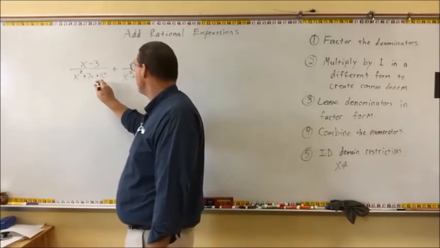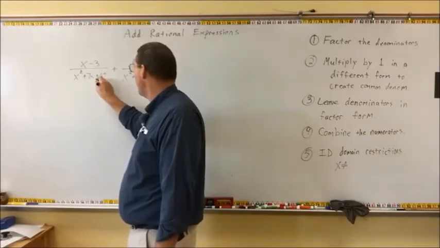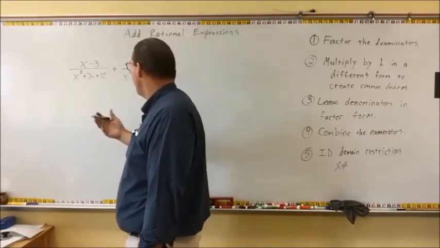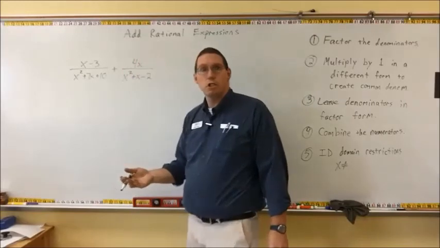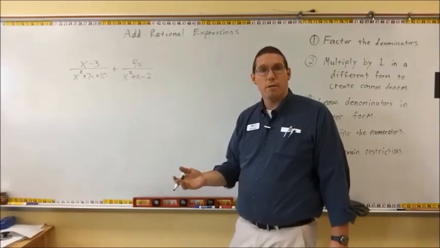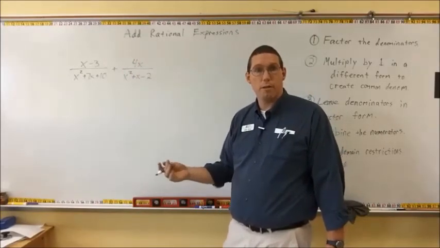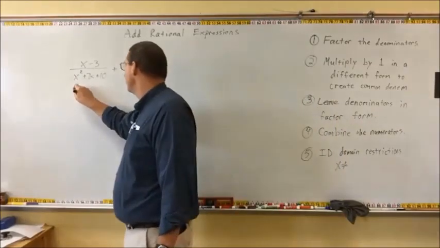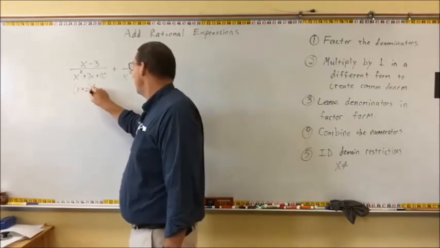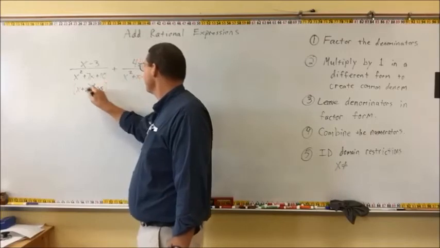We're looking for 2 numbers that multiply up to 10 and add up to 7. Let's see, 5 and 2. 5 times 2 is 10, and 5 plus 2 is 7. So this is going to factor to x plus 2 and x plus 5.